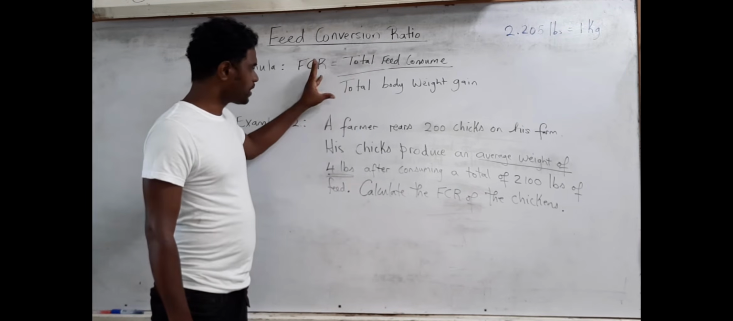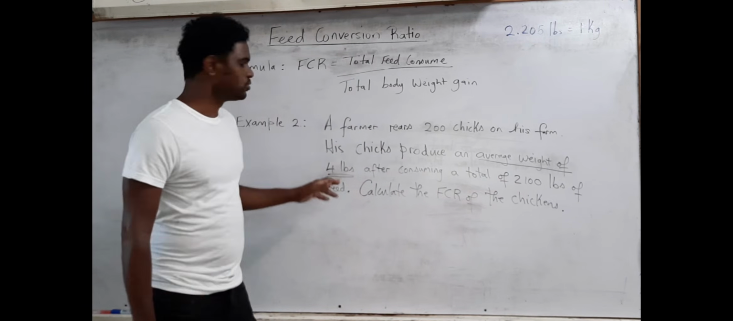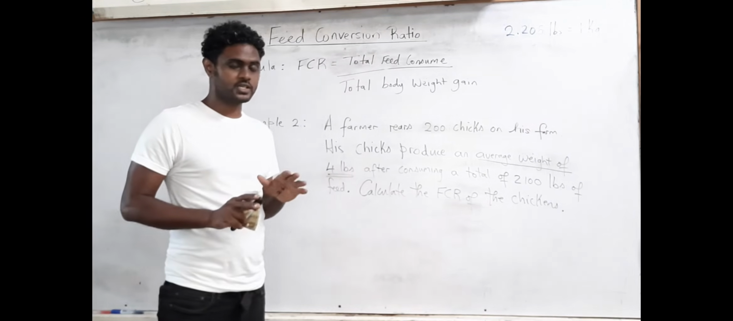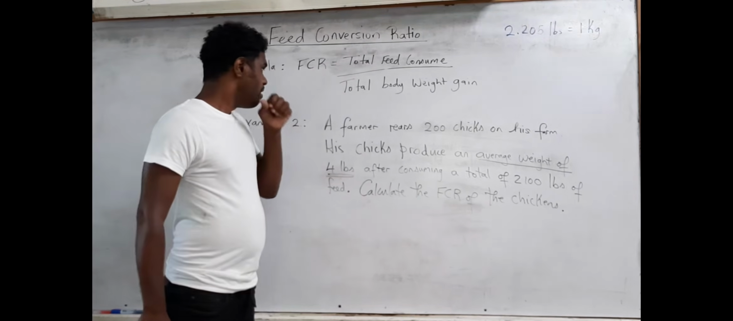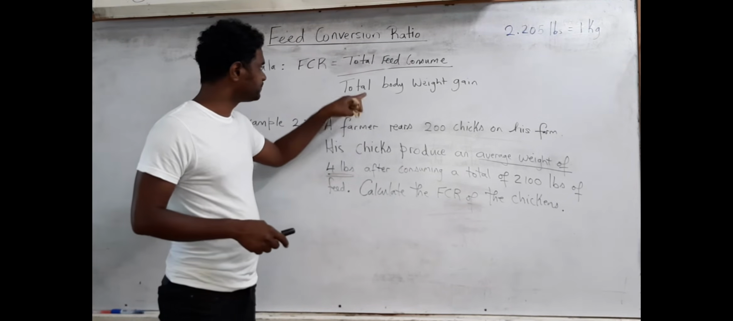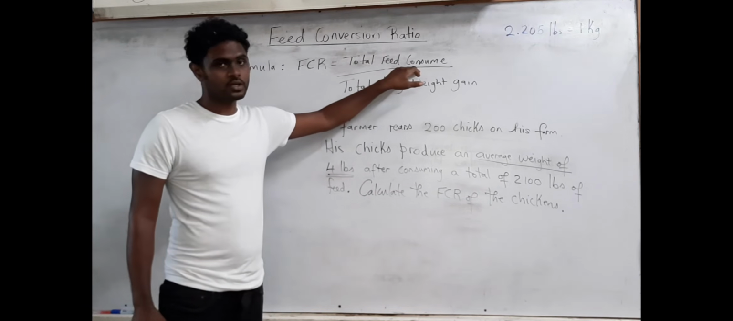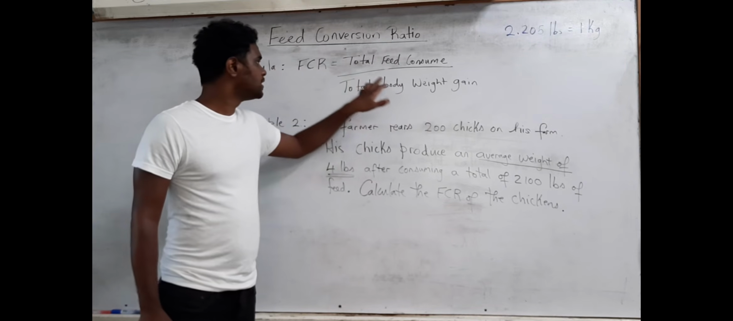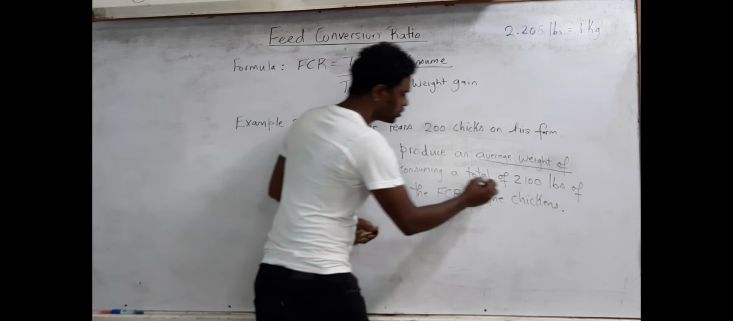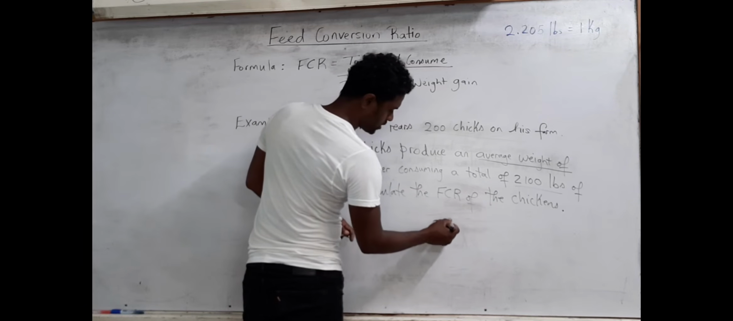Alright, so what you need to note about the units is that both of them, they are in pounds, so you don't need to worry about the units. Okay, you can just go ahead and plug the necessary information in and calculate. Alright, so let's plug the information from here into the formula. So the formula asks for total feed consumed over total body weight gain. So what's the total feed according to the question? That's 2,100 pounds.